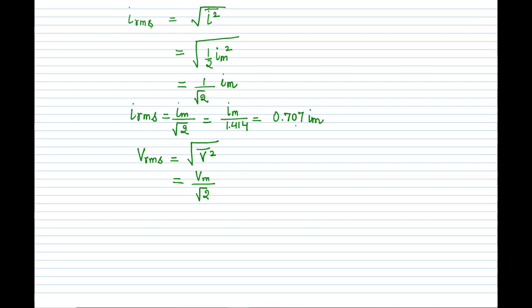That means root mean square is always less than the maximum value. Similarly, if you calculate the root mean square voltage, then it is again 0.707 of the maximum voltage. That means if you take the root mean square of either the current or the voltage, it is always less than the maximum value.